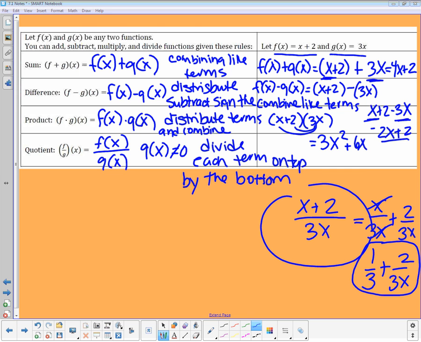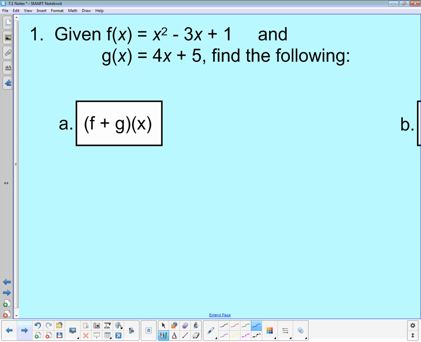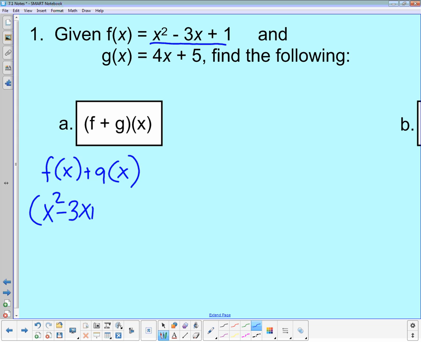All right, so moving on to our first example. Given f of x is equal to x squared minus 3x plus 1, and g of x is equal to 4x plus 5, we need to find the following. Our first example is f plus g of x. So what we're really doing is f of x plus g of x. Our f of x is equal to x squared minus 3x plus 1, so write this in parentheses. And then we're adding our g of x, which is equal to 4x plus 5.